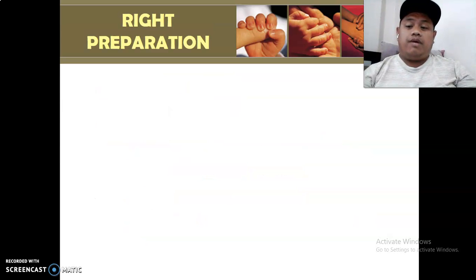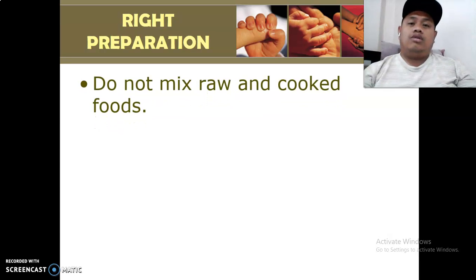Another one is the right preparation. For the right preparation, it is a must, especially for food establishments like restaurants, that you do not mix raw and cooked foods together. You should place them in separate storage. You cannot mix them in the same container or storage, because the raw food would spoil the cooked foods that you have prepared. That's basic among restaurant owners.